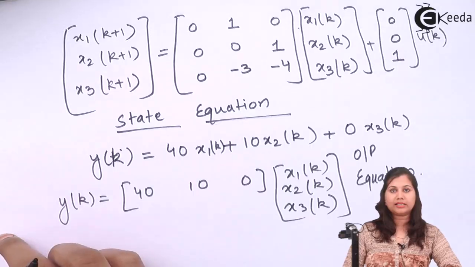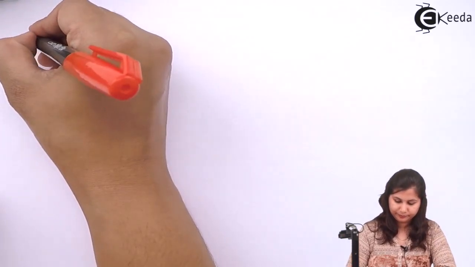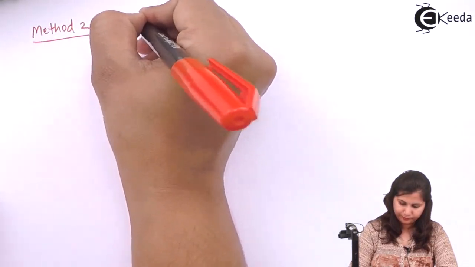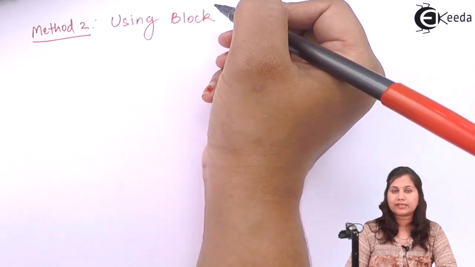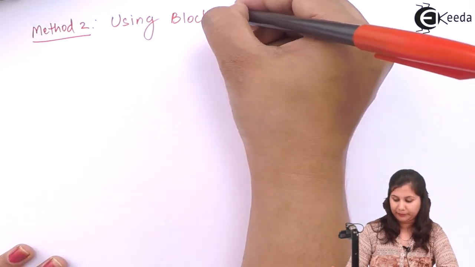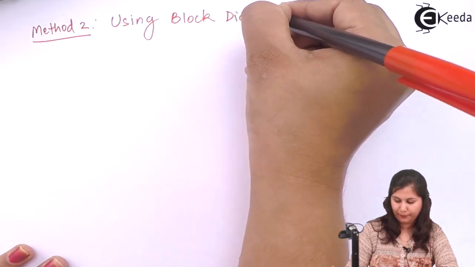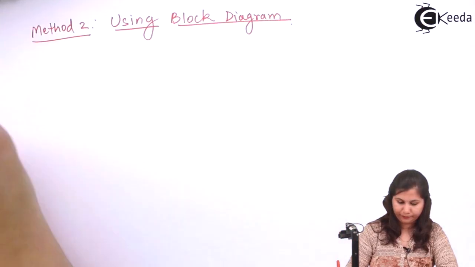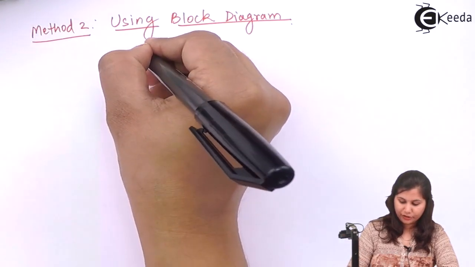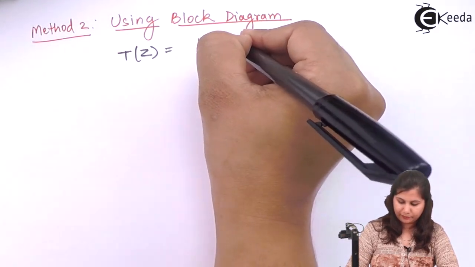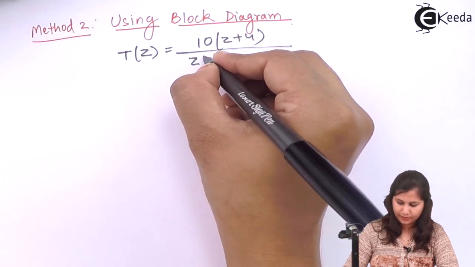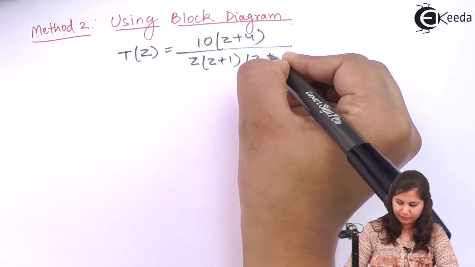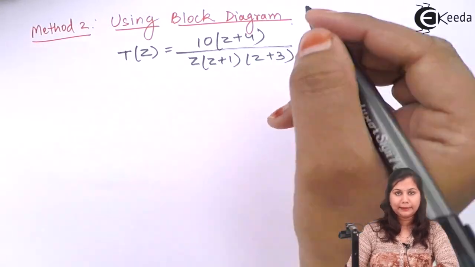Now the second method is to use the block diagram. So let's study the second method. Using a block diagram also you can derive the state space representation in the discrete time domain. Again, the transfer function given to us is (10z plus 4) upon (z plus 1)(z plus 3).